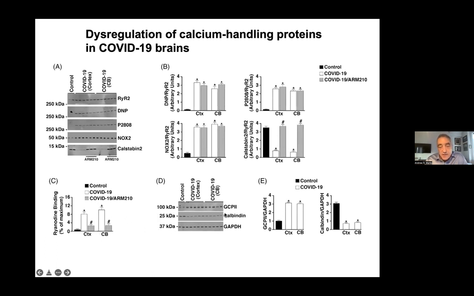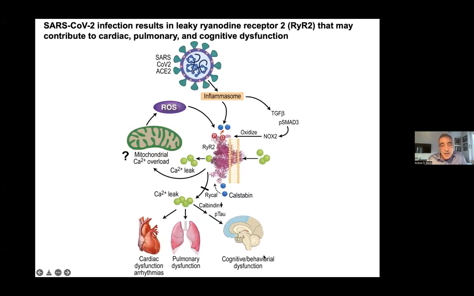There was also a reduction in calbindin, which is a calcium binding protein, and an increase in GCP2, which could promote the production of PKA. So reduced calcium binding could potentially exacerbate the effects of a leaky calcium release channel, and the GCP2 elevation could promote PKA phosphorylation of the ryanodine receptor.